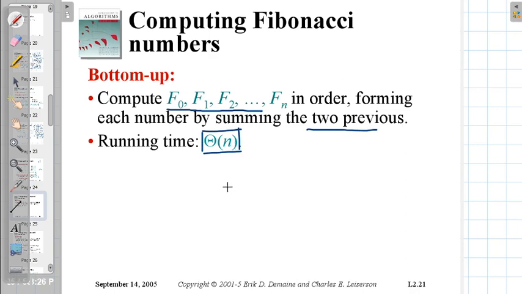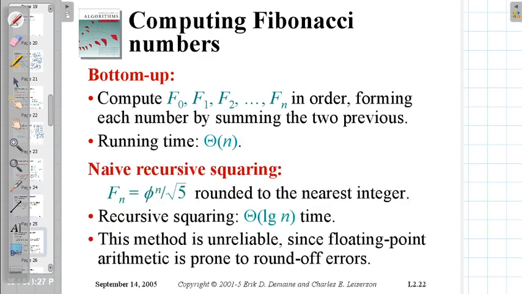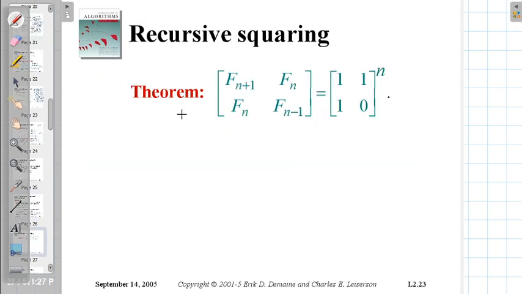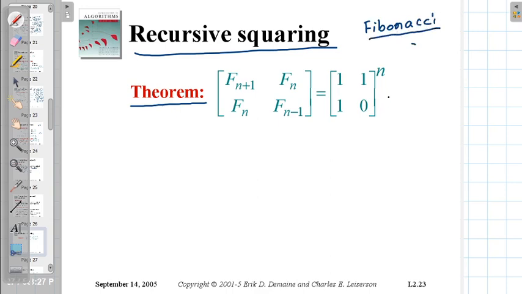Now the idea is, can we improve? Can we improve? So the idea is, yes, we can improve. And the idea here is that this theorem is responsible for this. So this is called the recursive squaring algorithm for Fibonacci number calculation, the nth Fibonacci. This is the recursive squaring algorithm.